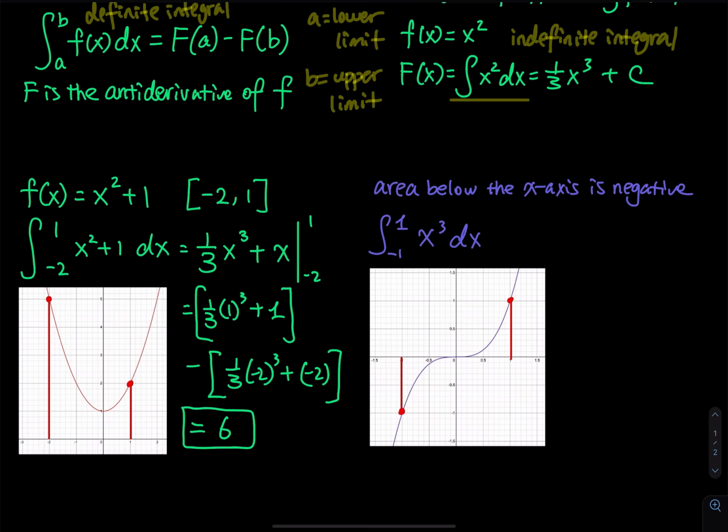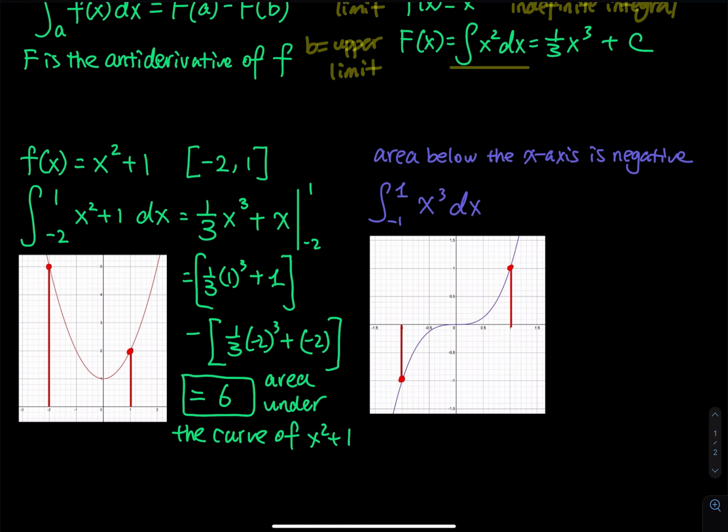Now, the next question is, what does the 6 represent? The 6 represents the area under the curve of x squared plus 1, where x is between -2 and 1. Do you see that I prepared a parabola for you? This parabola stands for x squared plus 1. And what does the 6 stand for? 6 represents this area. So we have an area under the curve. The area under this parabola from -2 to 1 is equal to 6.